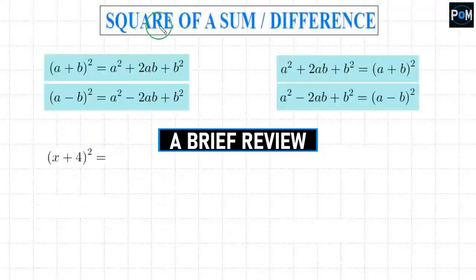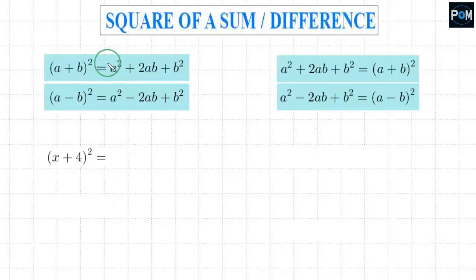The formula for the square of a sum, or also the formula for the square of a difference. These are formulas, and they work in two directions, just like here or just like here. Just like here, it works when we have a bracket.